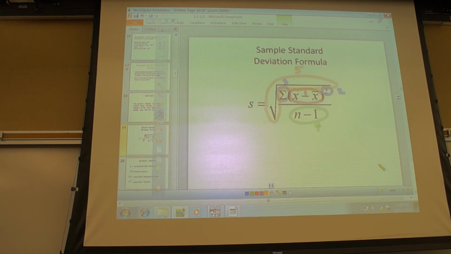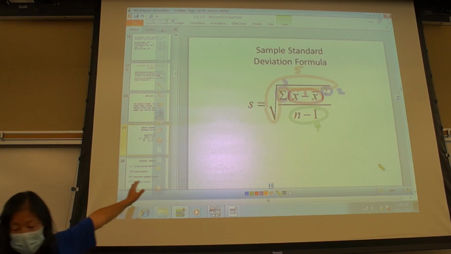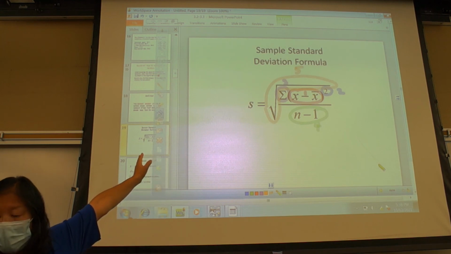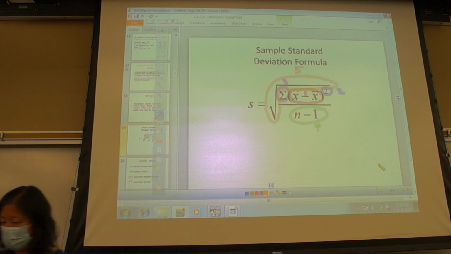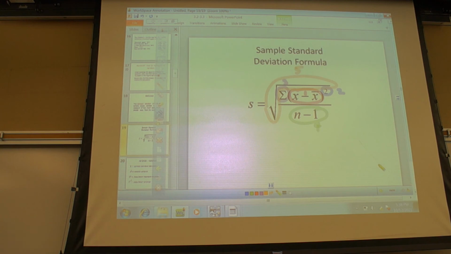It comes from finding how far every value is away from the mean, squaring all those values, averaging those, and then unsquaring it. So this is the one you're supposed to use for 6A, Quiz 6A on the back. There's also the computational model we'll talk about in just a minute.